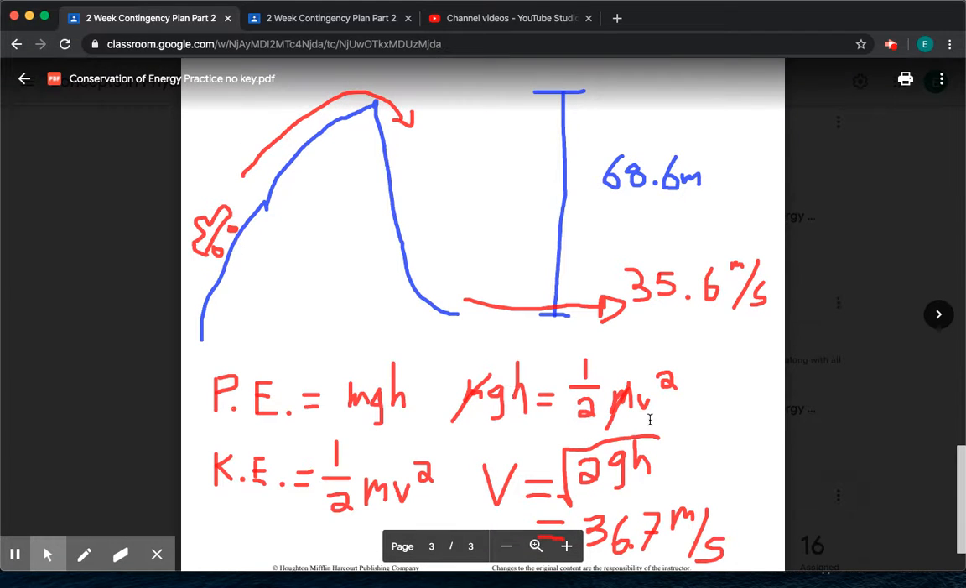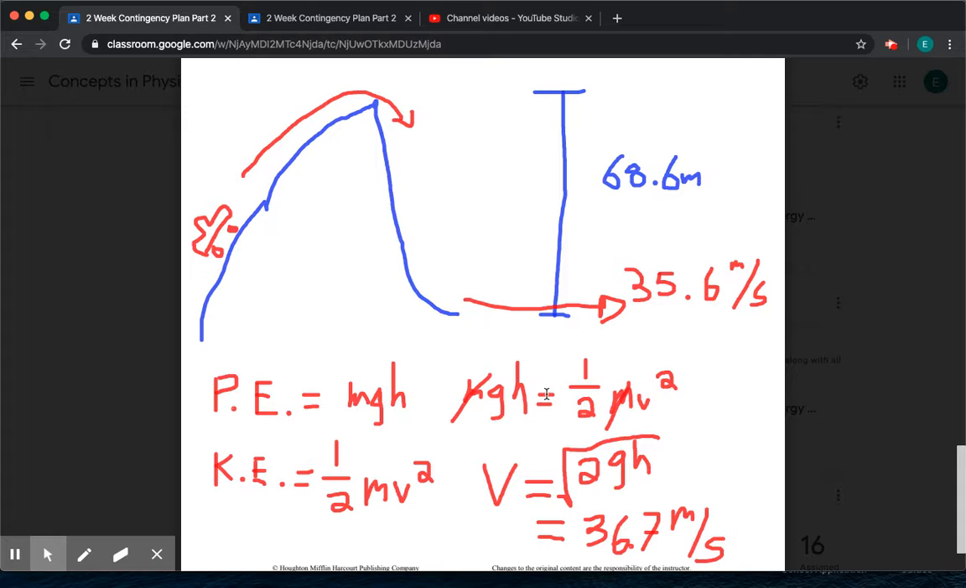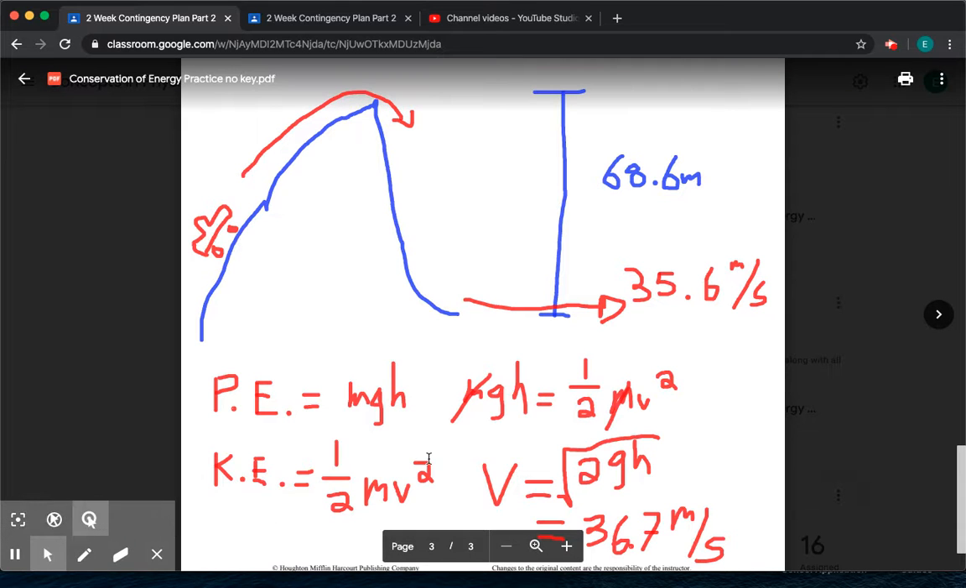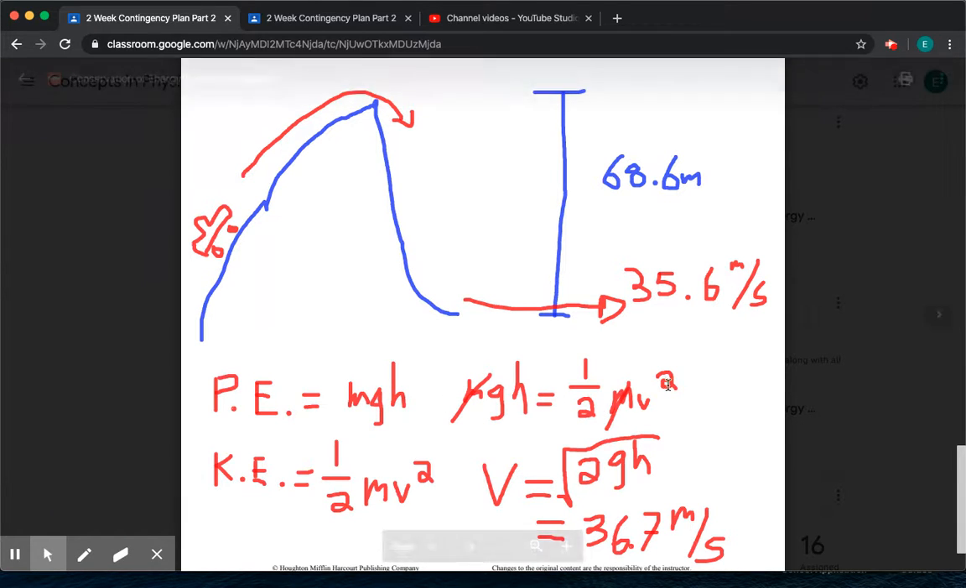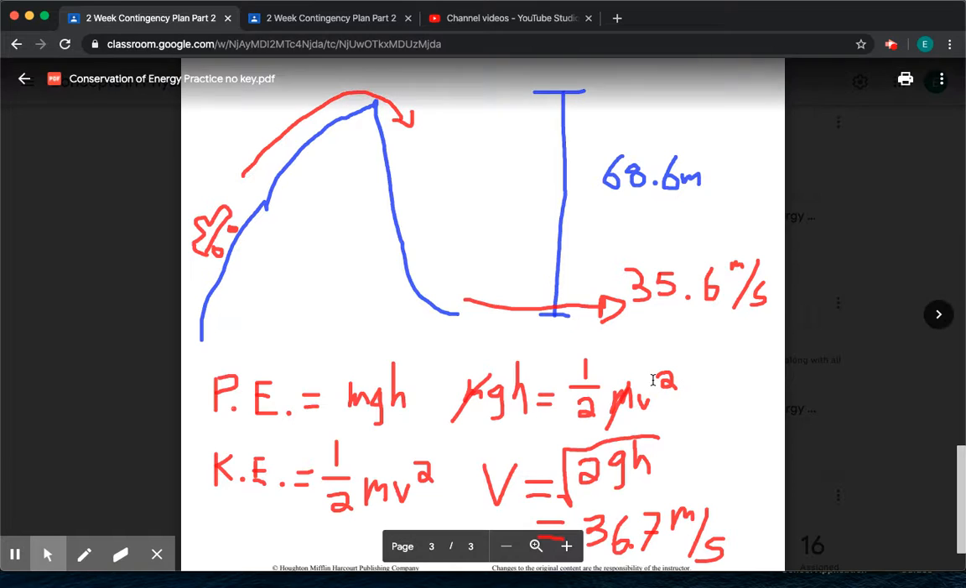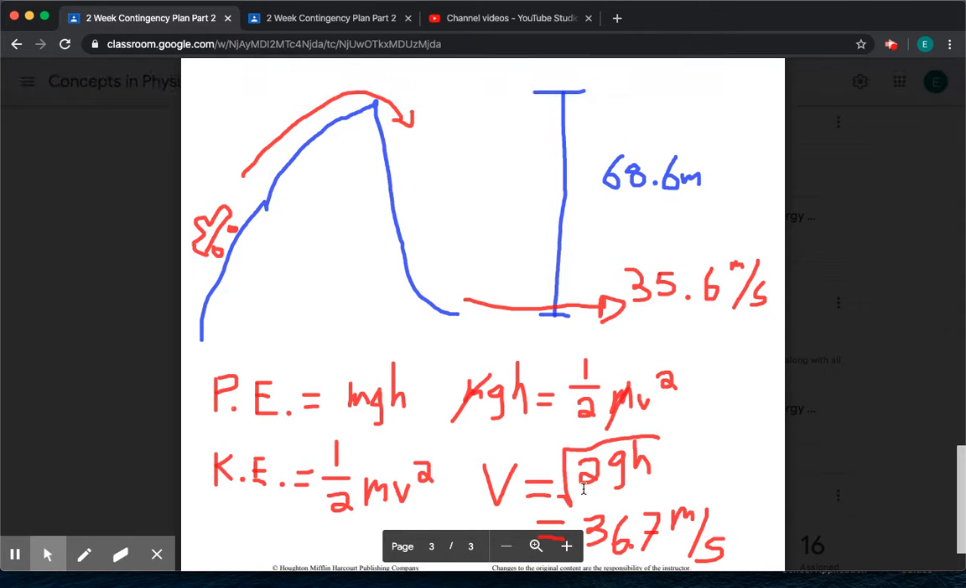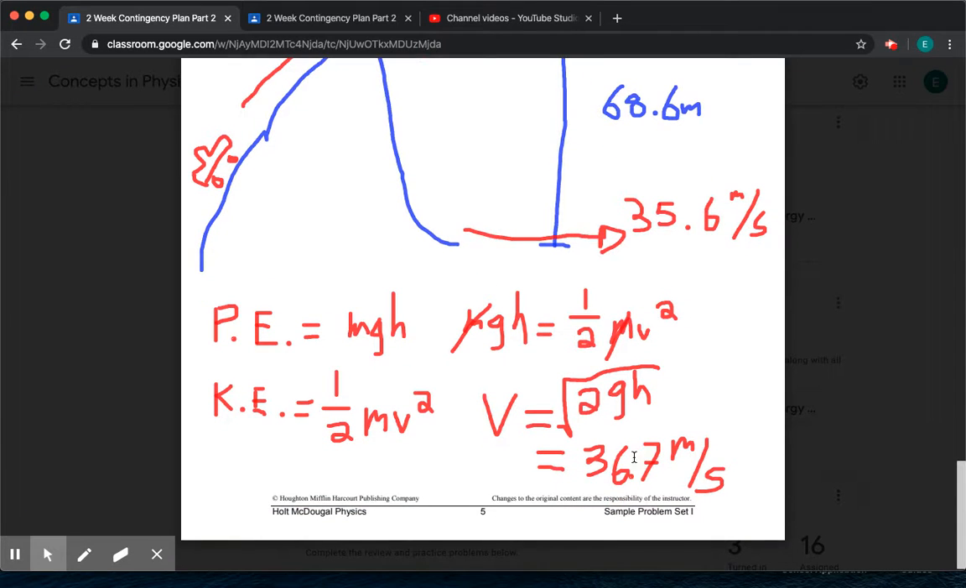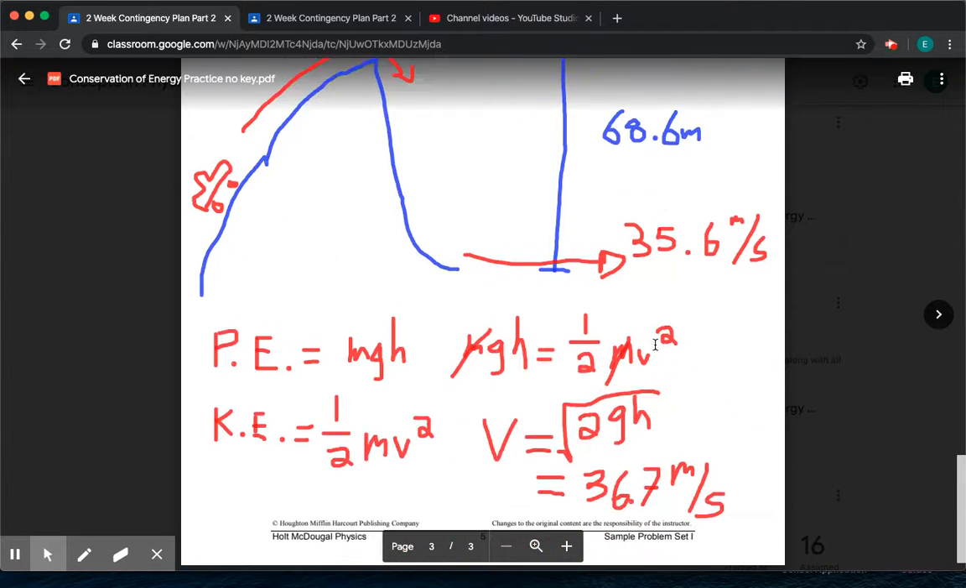If I set the equations equal to each other, you get this. mgh is equal to 1/2 mv squared. But because you have mass on both sides, and it's the same car, you can delete it. You can divide both sides by m, and now m is gone. And now all you have left is gh is equal to 1/2 v squared. And then if you solve for v, you get the square root of 2 times g times h. You plug those numbers in, you get a speed of 36.7 meters per second.